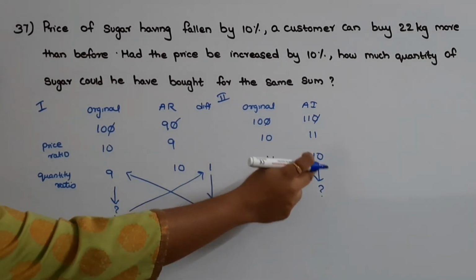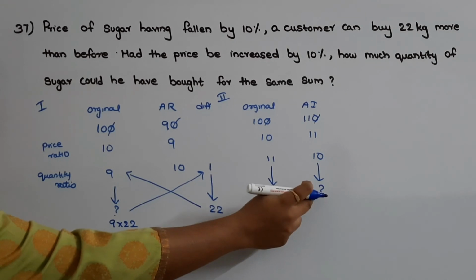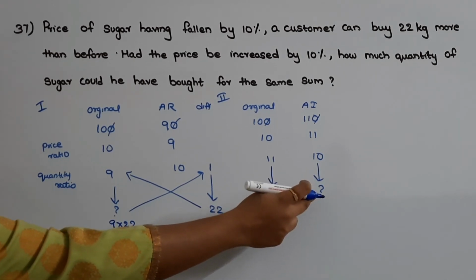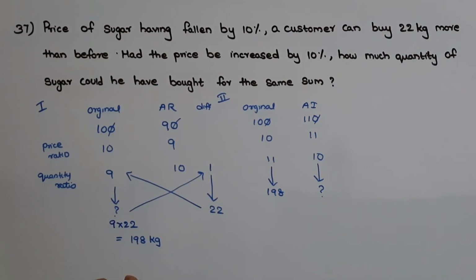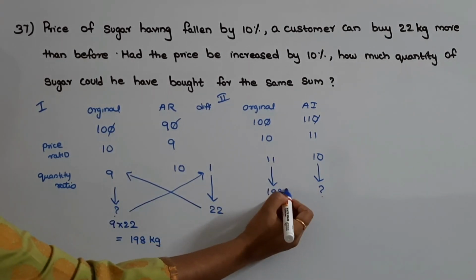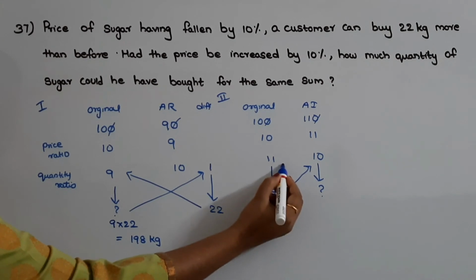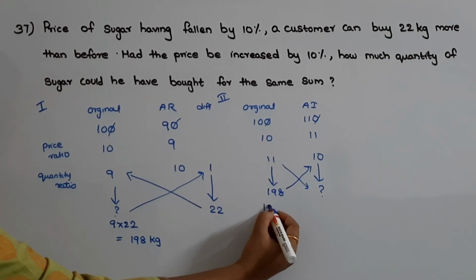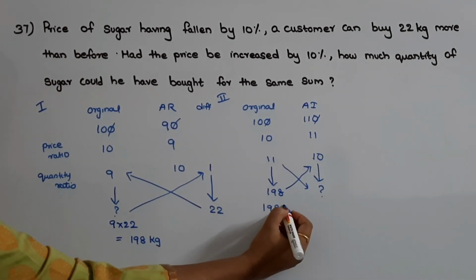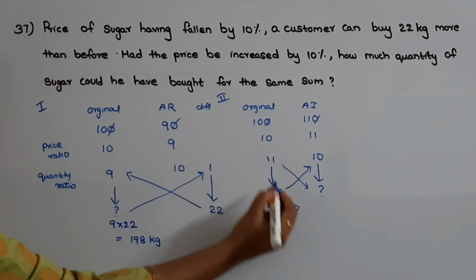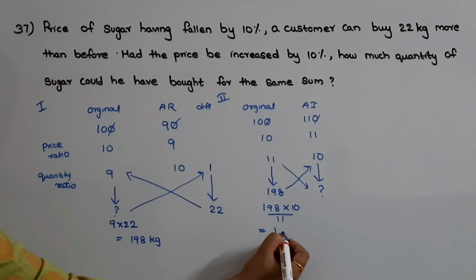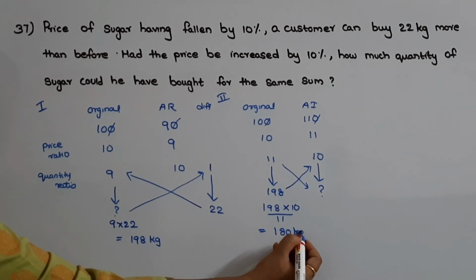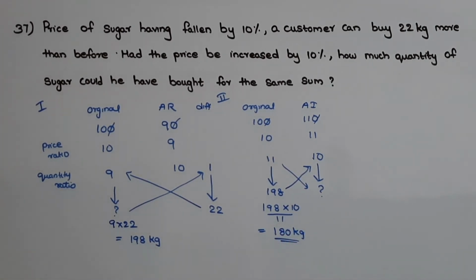Then what will be the value for 10? On finding this value, we will get the quantity of the sugar which the customer can buy after the increase in the price. So this we can find out by again cross multiplying. That will be equal to 198 into 10 divided by this 11. On solving this, you will get the answer as 180 kg. So this is the answer.